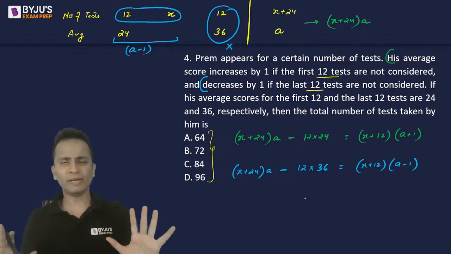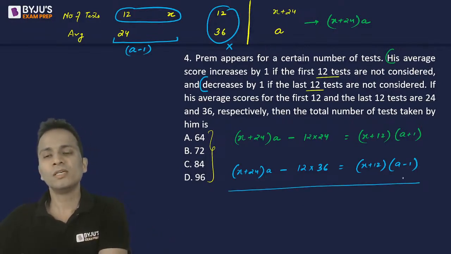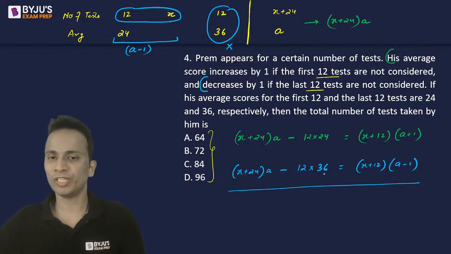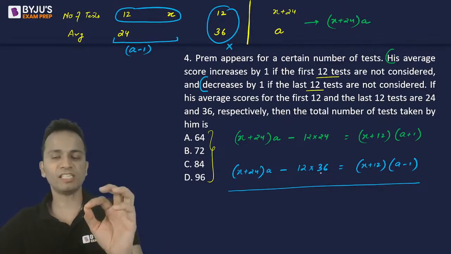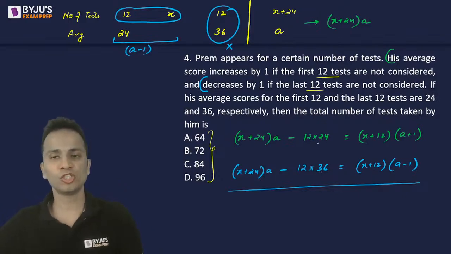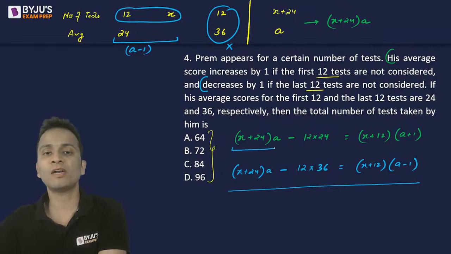You have made two equations simply. Now, take the difference between these two equations, that means first equation minus second equation. So this will be equal to first equation minus second equation. This part will get cancelled.